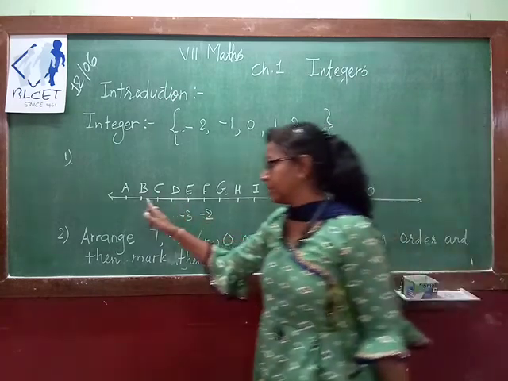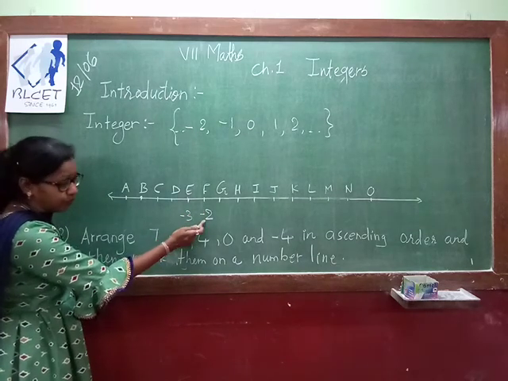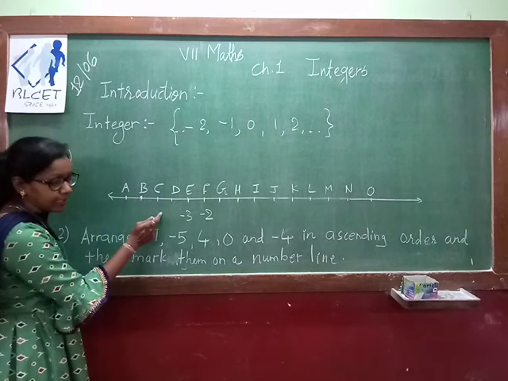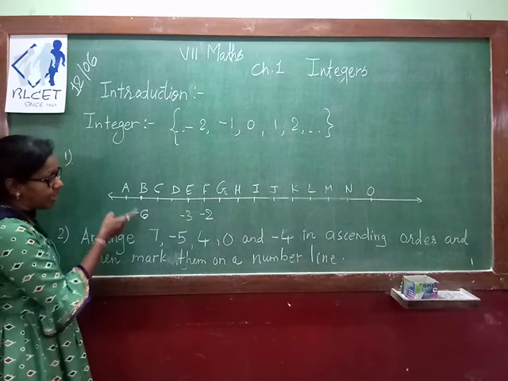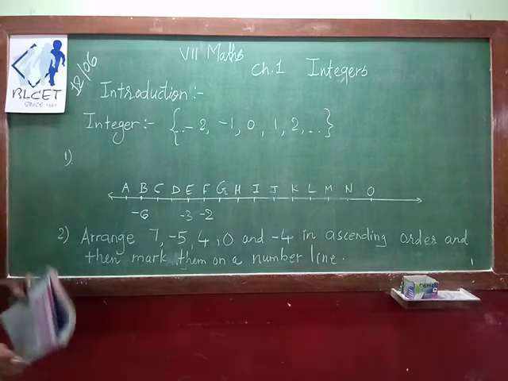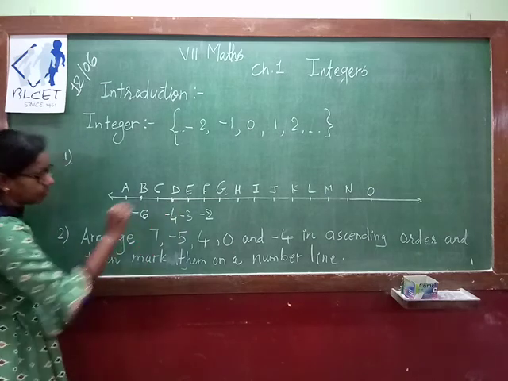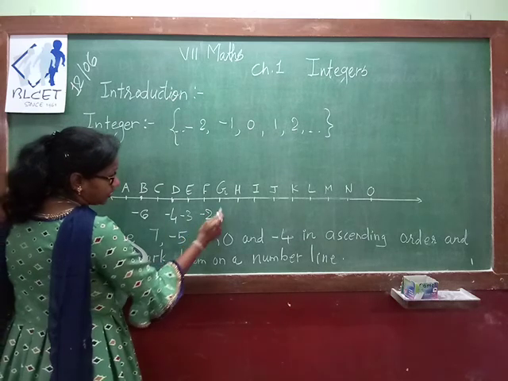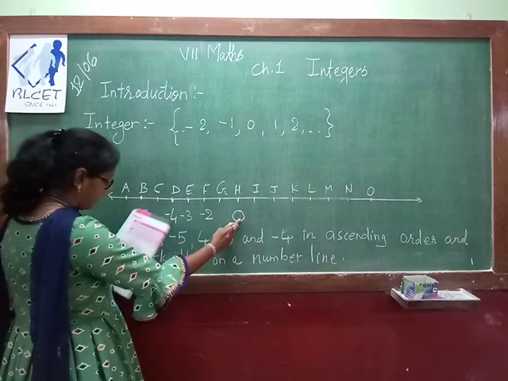So suppose here is your B. So if this is minus 2, this is minus 3, then D is your minus 4, C is your minus 5 and B is your minus 6. So which integer is there on the B mark? That is minus 6. Suppose you come to D. Minus 2, minus 3, this is your D, that is minus 4. Then H, this is minus 2, so this is your minus 1, this is your 0. So H is marked by 0.